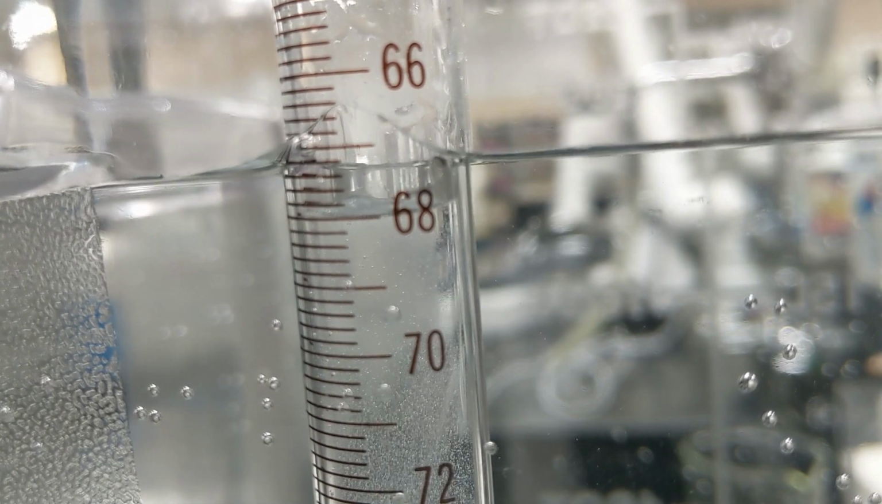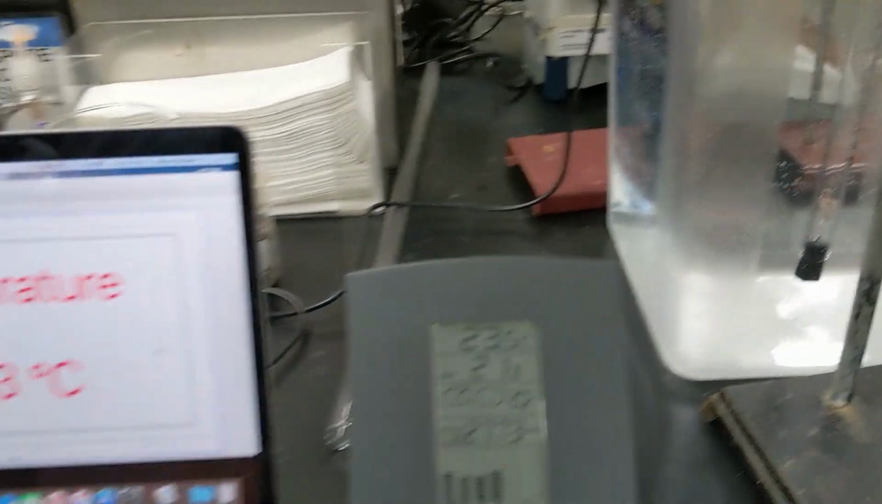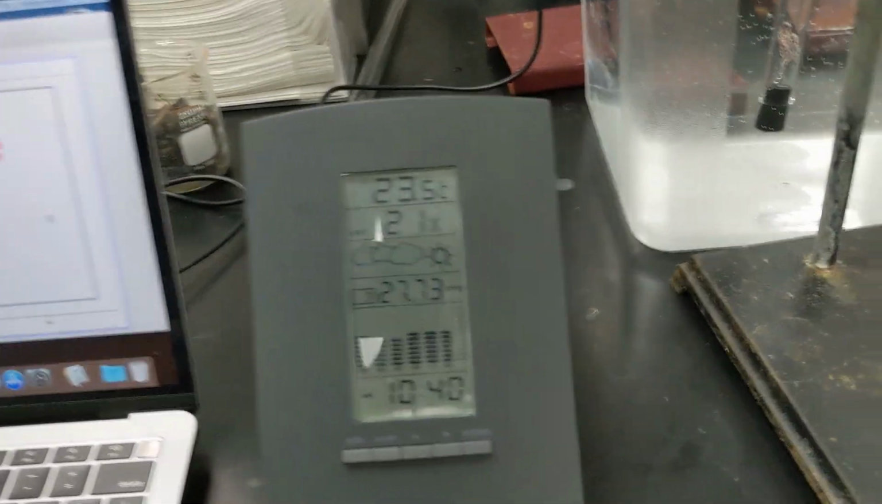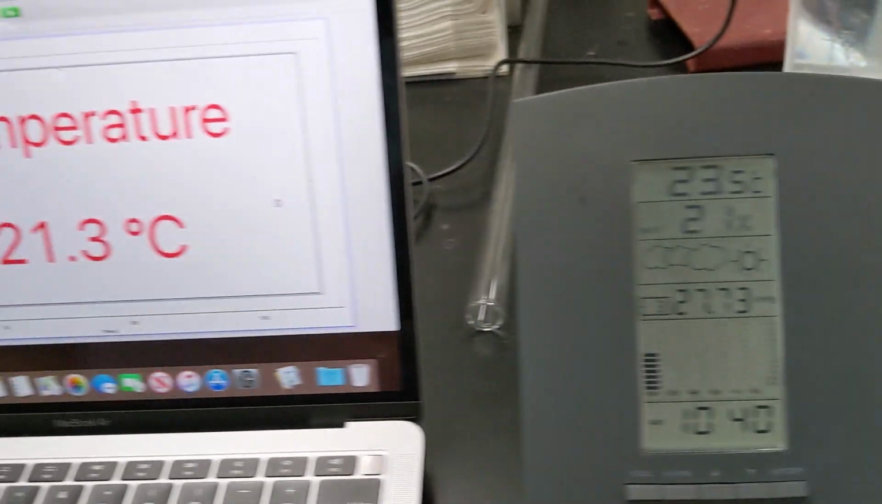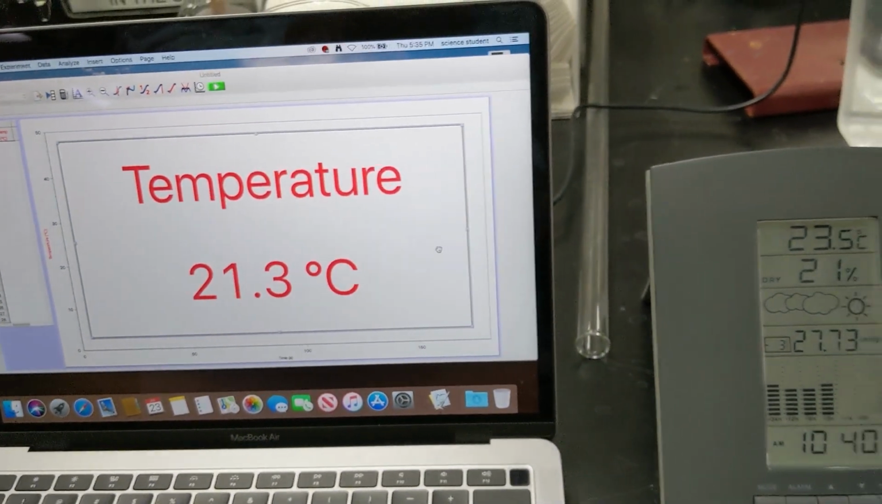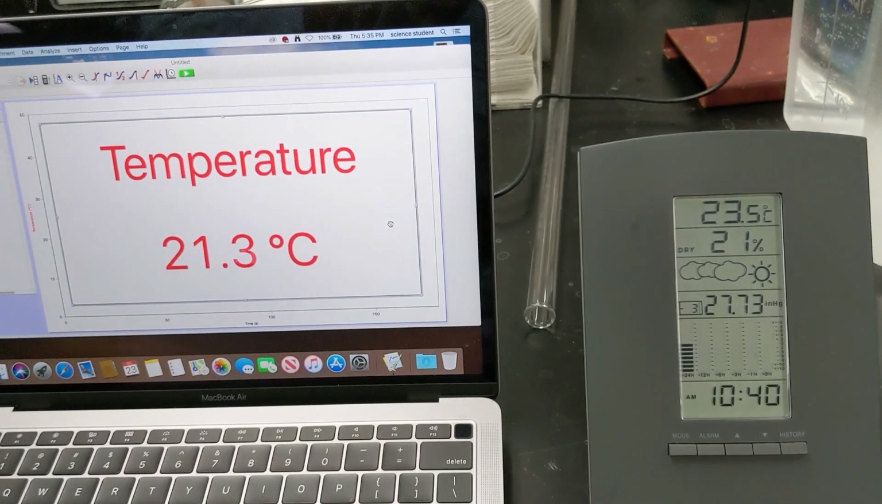Okay, and so now we just need to look at the pressure and the temperature of the water bath. Okay, the pressure there, 27.73 inches. Inches mercury, and there's our temperature. And that's it for trial number 2.